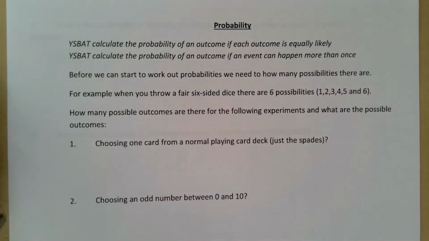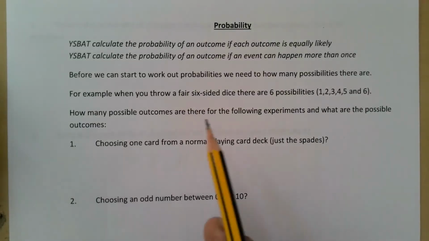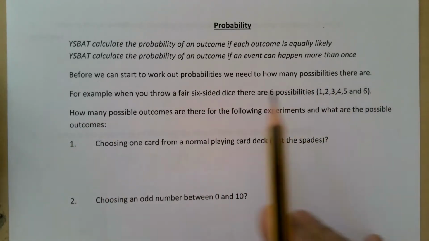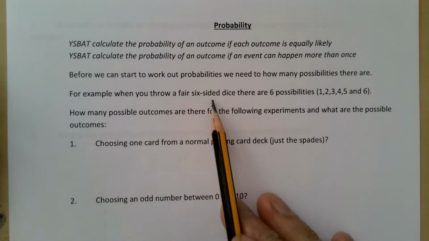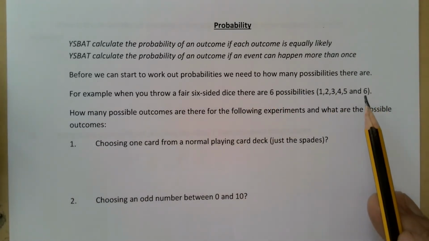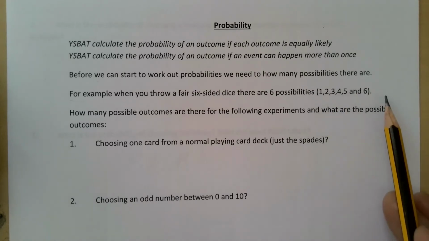This is our statistics unit, and we're looking at probability. So before we can start to work out probabilities, we need to know how many possibilities there are. For example, when you throw a fair 6-sided dice, there are 6 possible outcomes. If you were to toss a coin, for example, it would be 2 possible outcomes. You can get heads and tails.